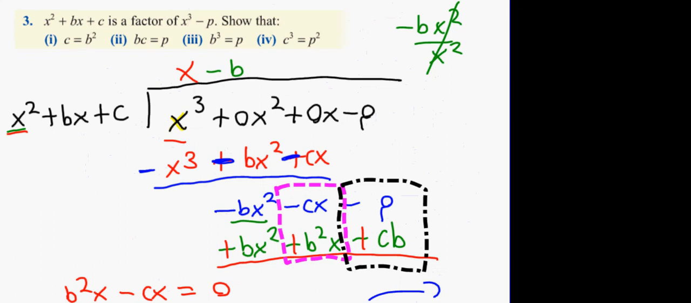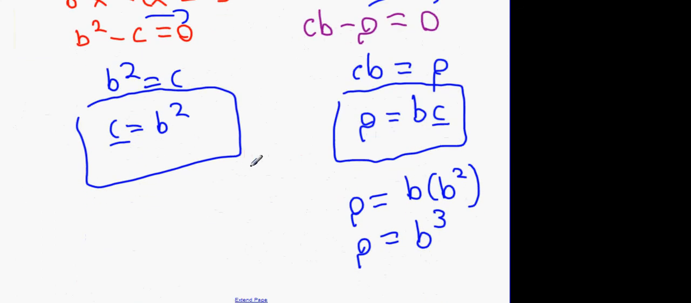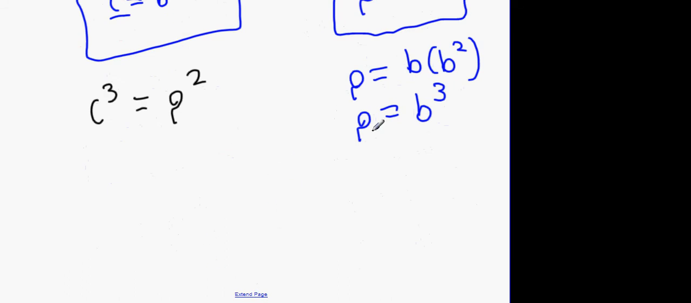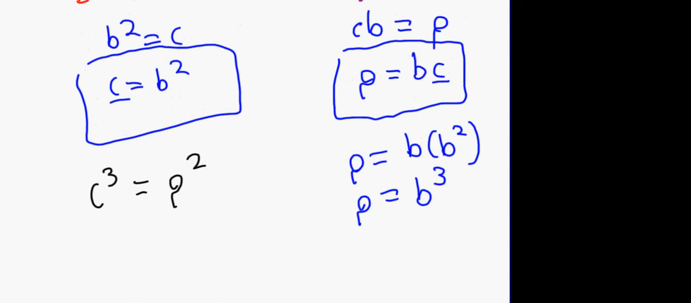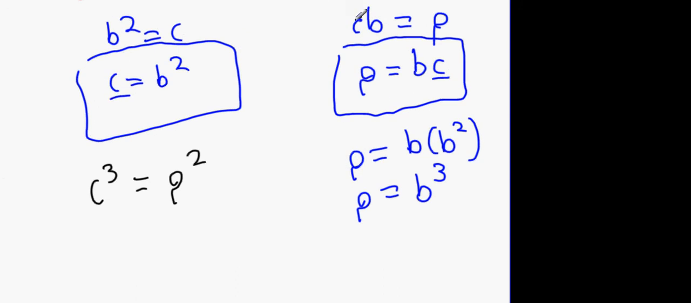C cubed equals p squared. I'm trying to prove that c cubed equals p squared. Is that correct? Yeah. Okay. What I'm going to do first and foremost is choose the equation we just had a second ago. I'm going to choose p equals bc.